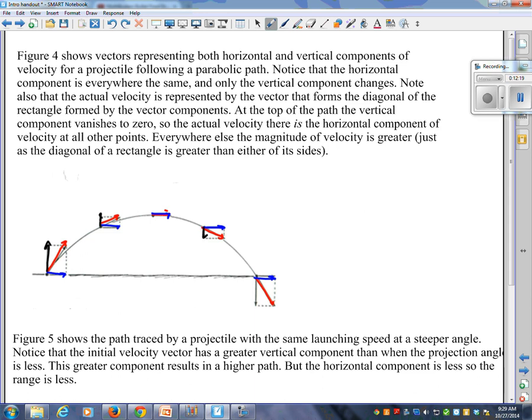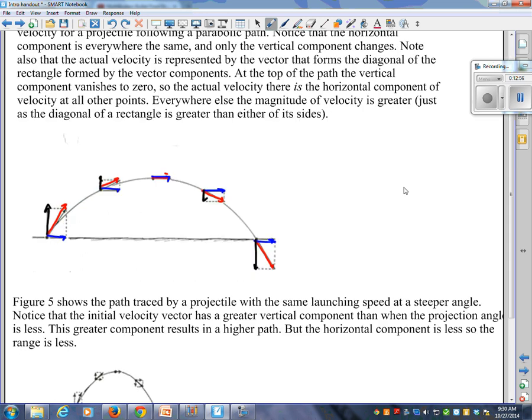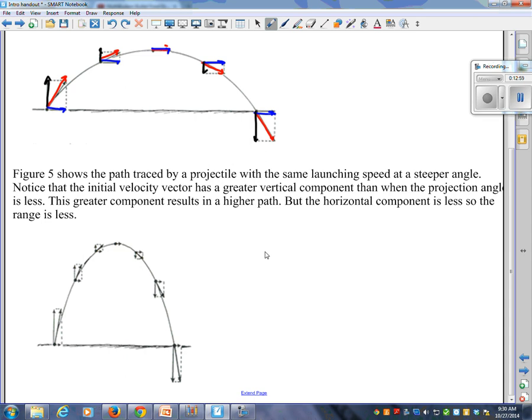And the vertical components drawn in black, well, they do what? They're positive to begin with, 0 at the peak, and then negative later on. How come? Because there's vertical acceleration. That's equal to what? Gravity, minus 9.8. Note that the actual velocity vector is represented by the vector that forms the diagonal of the rectangle formed by the vector components, right there in red. At the top of the path, the vertical component vanishes to 0. So the actual velocity there is the horizontal component of velocity at all the other points. Everywhere else, the magnitude of velocity is greater, just as the diagonal of a rectangle is greater than either of its sides.